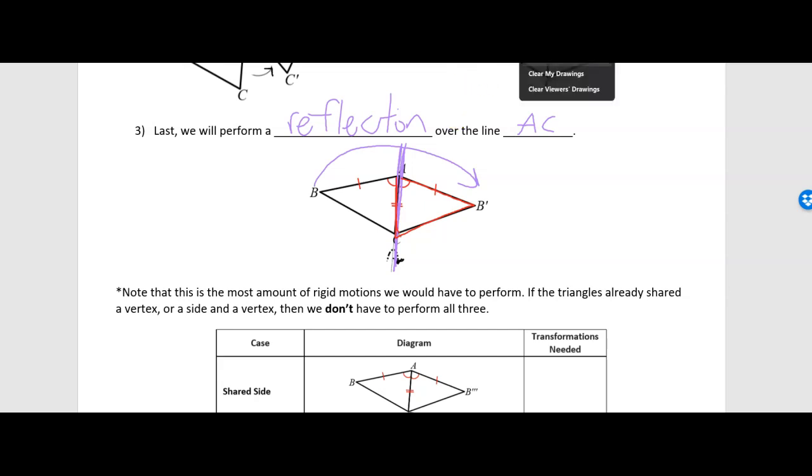Okay, so we've now just proven SAS, which is cool because now in a proof, if we can prove that just two sets of sides and one set of angles are congruent, well, we can stop right there and say the triangles are congruent. We don't have to go and prove the other set of sides and the other two sets of angles.